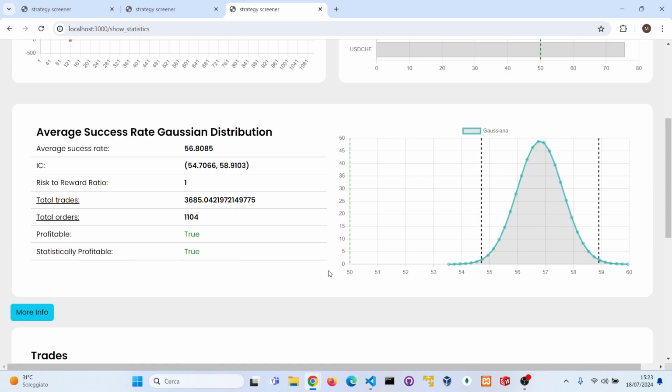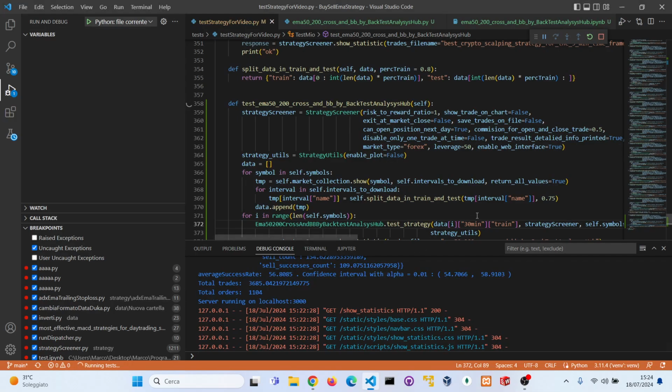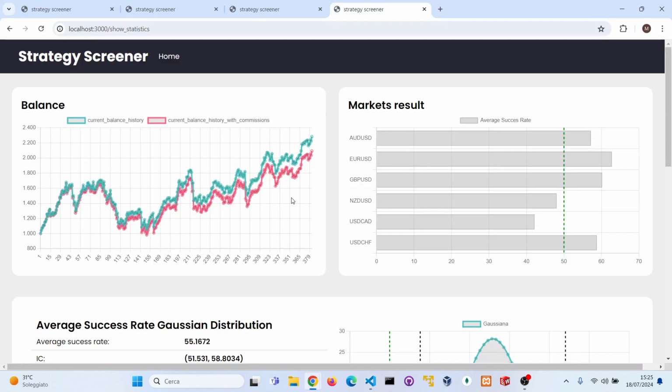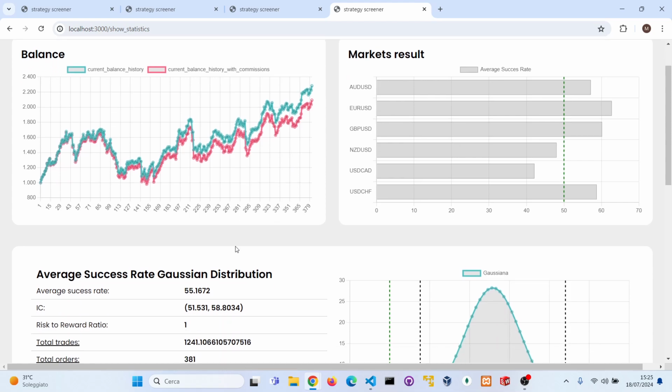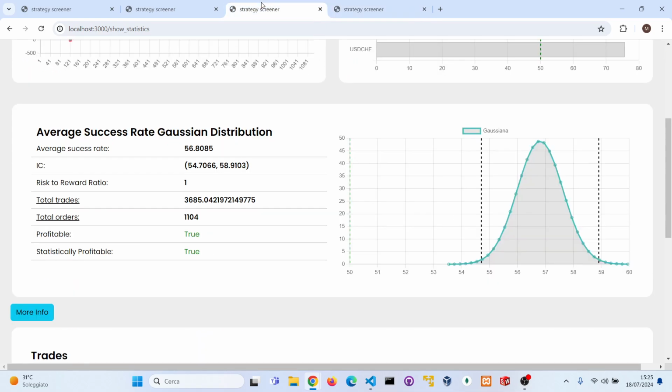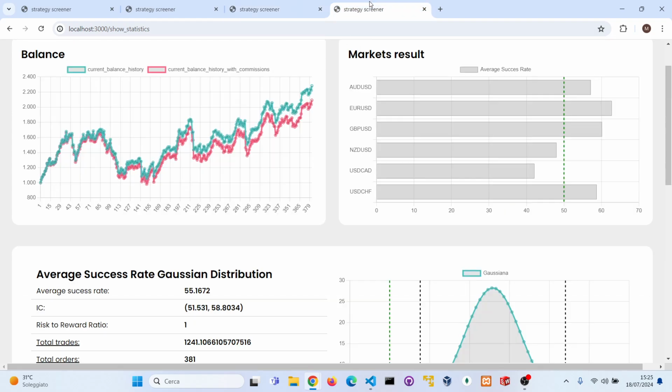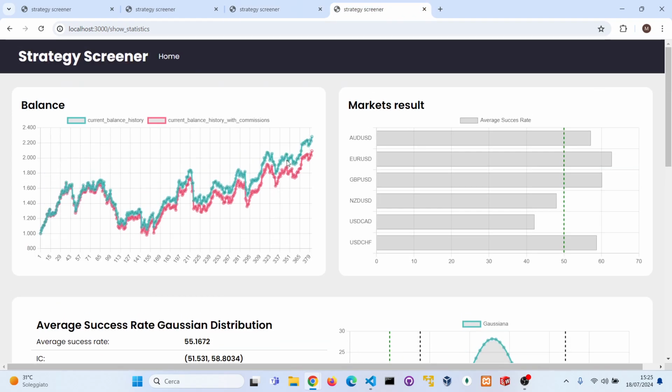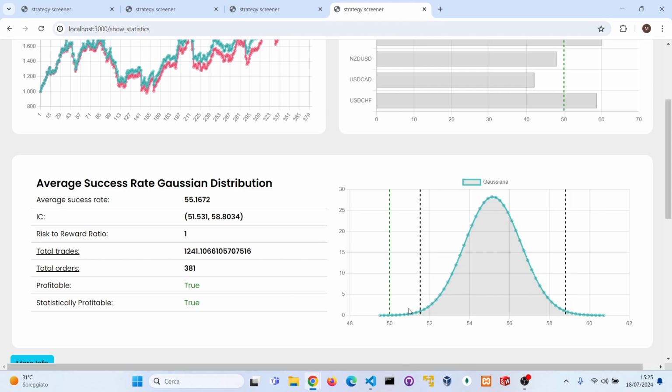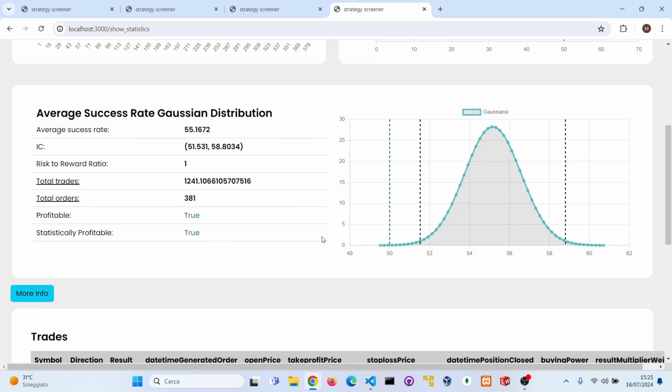So let's try to run the strategy on the test dataset and see if the confidence interval is respected, if we are also profitable on the test dataset. Let's see. Okay, as you can see, the average success rate is in the confidence interval we calculated before. That's very good. The strategy was profitable and also statistically profitable on the test dataset.